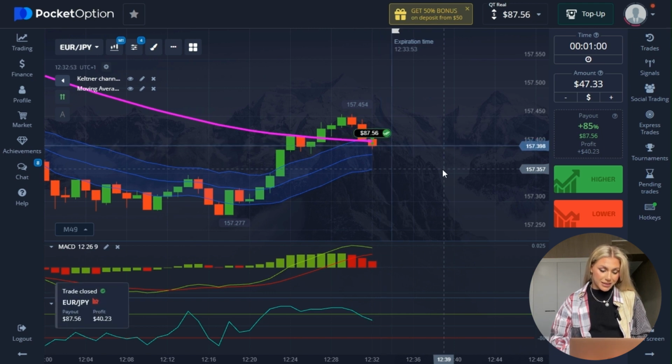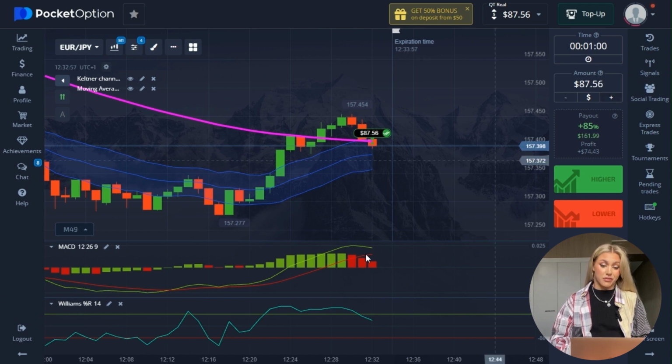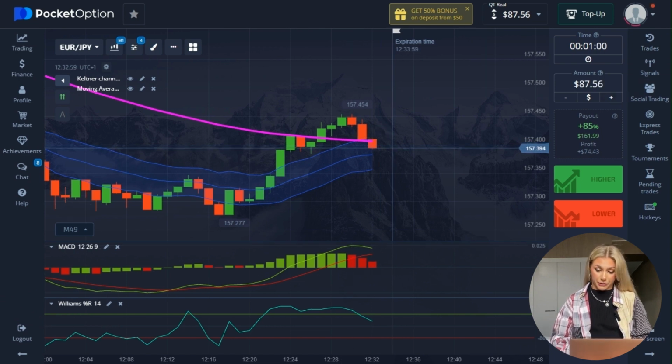So we've got $87 in our balance, friends. The results are fantastic. I'm increasing the investment size and moving forward.